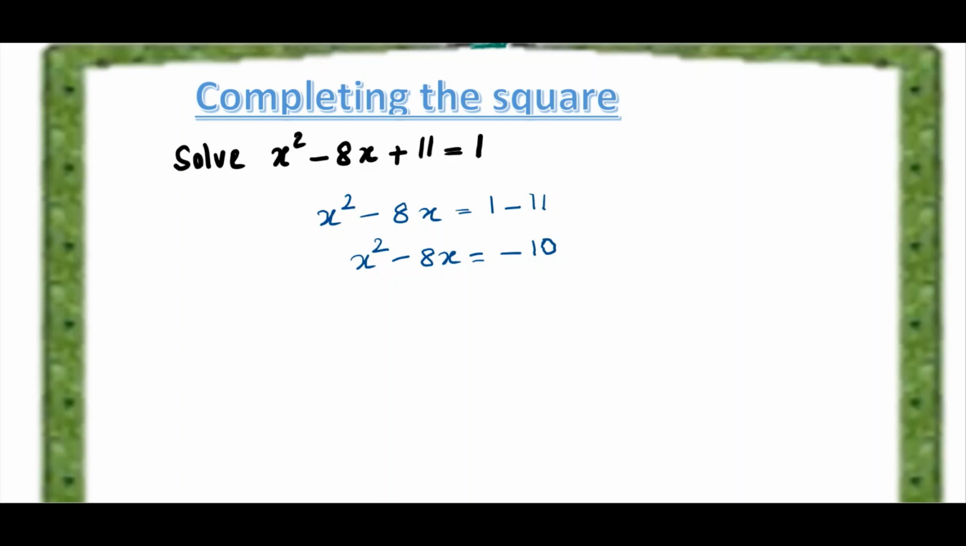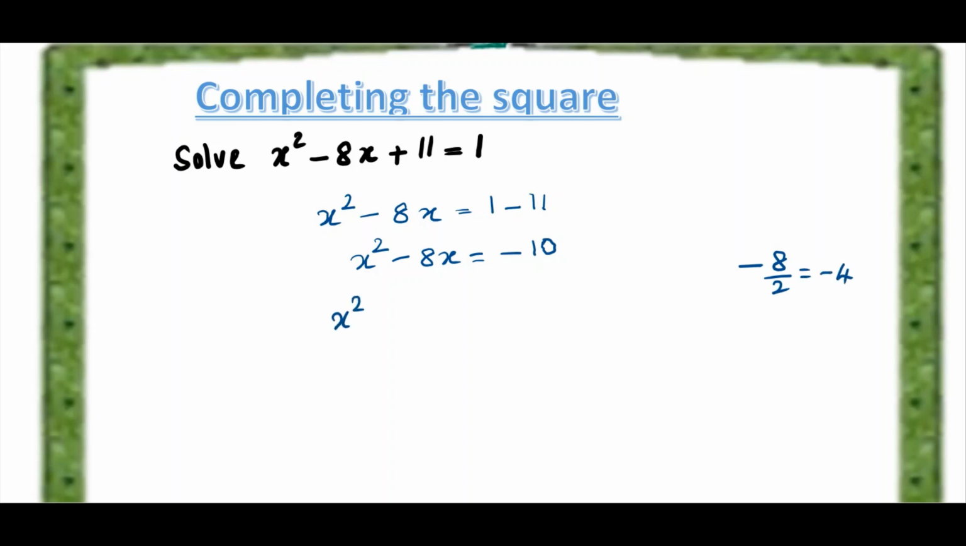Then the next step is to take the coefficient of x and find half of that. Here the coefficient of x is negative 8. Let us find out half of that. It is negative 4. The basic idea is to add the square of this number on both the sides of the equal to sign. So minus 8 divided by 2 is minus 4.